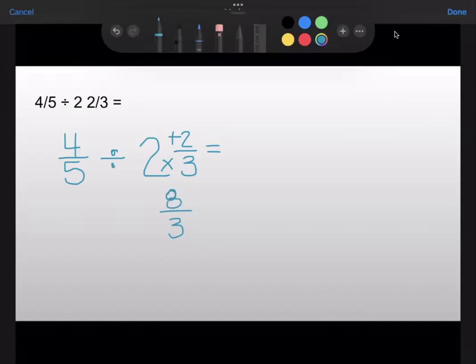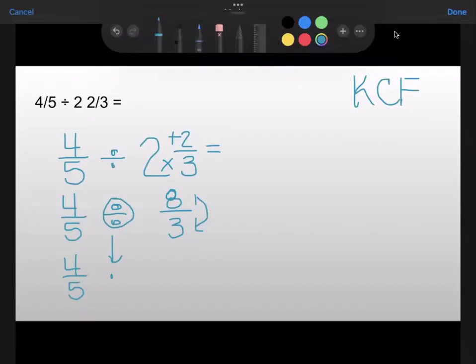So this is 8/3. I'm just going to bring down the 4/5 and the division symbol. Now I can keep, change, flip by keeping 4/5 the same, changing from division to multiplication, and flipping the second fraction around so that it is 3 over 8. What that gives us is 4 times 3, which is 12, and 5 times 8, which is 40. Now, both of those are even numbers, which means that I can divide both 12 and 40 by 2. So I can simplify this.